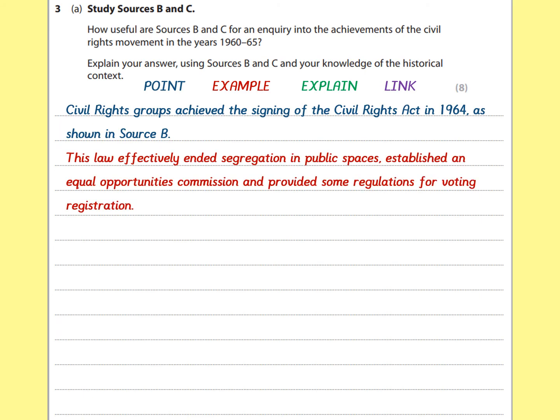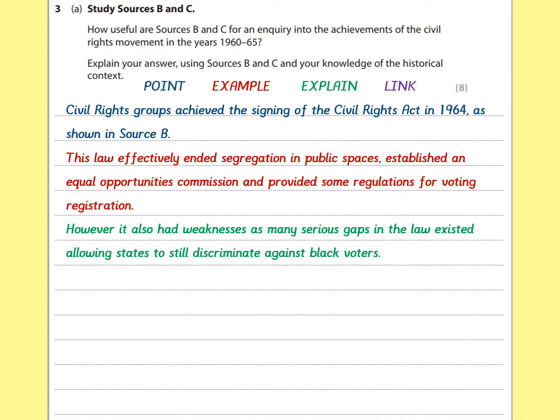This law effectively ended segregation in public spaces, established an Equal Opportunities Commission and provided some regulations for voting registration. However, it also had weaknesses, as many serious gaps in the law existed, allowing states to still discriminate against black voters. This source shows an important moment still.